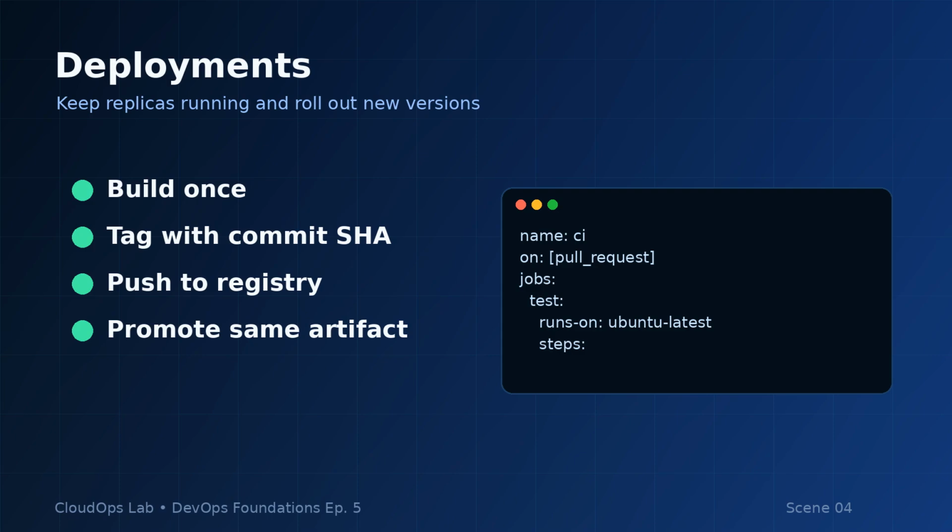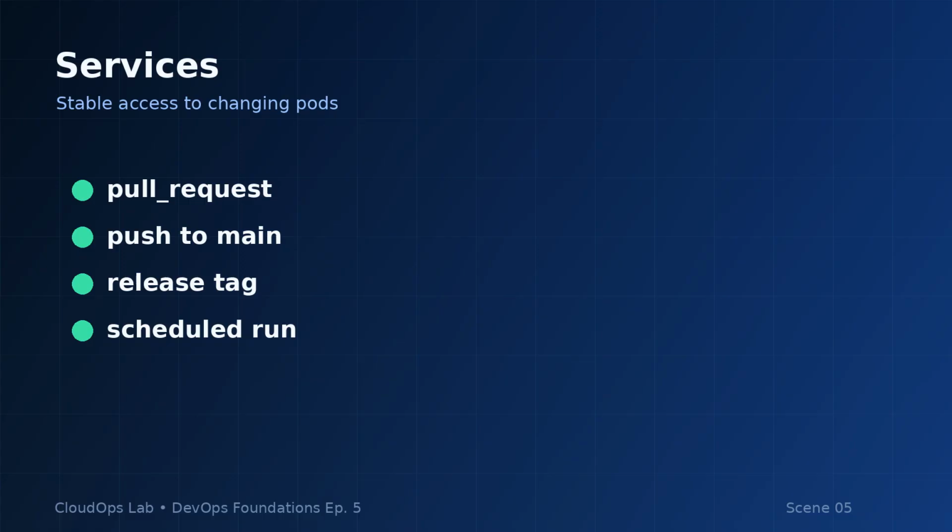Now imagine you want the application reachable from outside the cluster. There are a few ways to do that, depending on the environment. You might use a service of type load balancer. In cloud environments, that can create an external load balancer. You might also use an ingress, which routes HTTP traffic based on host names and paths. For beginners, remember this. Deployment runs the app, service gives it stable access, and ingress or load balancer exposes it externally.